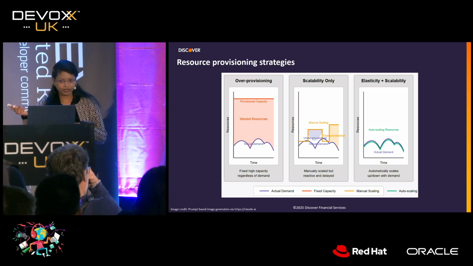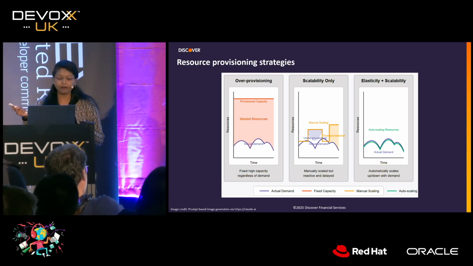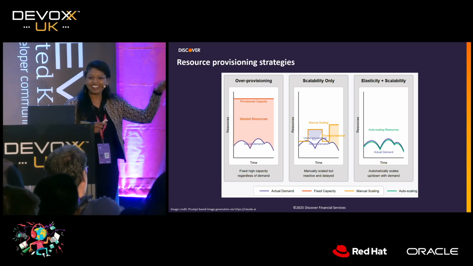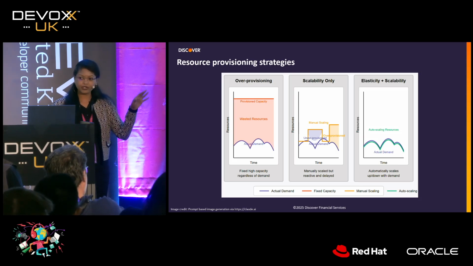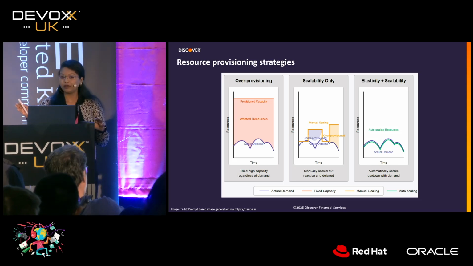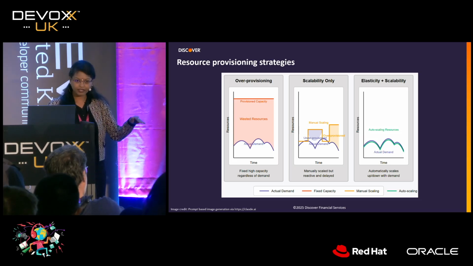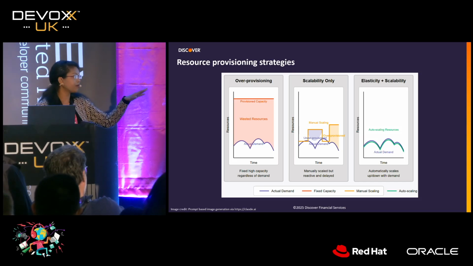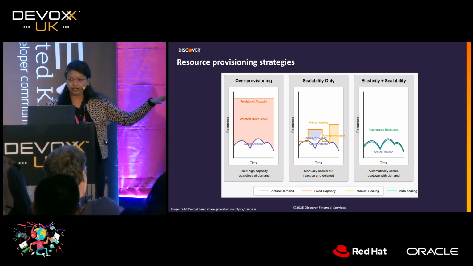But when we have both elasticity and scalability, you can see these 2 lines, blue and green, go hand in hand. You're not under-provisioning, you're also not over-provisioning, but you are scaling up and down as the volume fluctuates. So this is what most modern systems would require and would wish for.